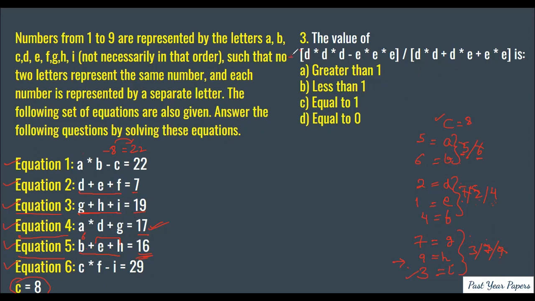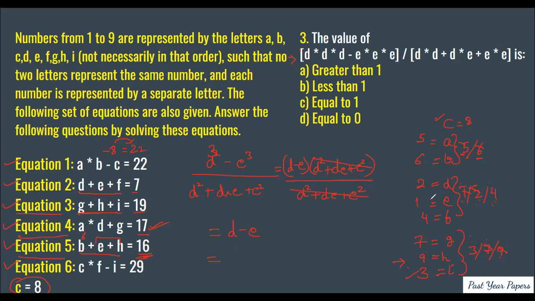If I look at this question carefully, this is nothing but d cube minus e cube upon d square plus d times e plus e square, right? Now, what is the formula for d cube minus e cube? It is d minus e, d square plus de plus e square, upon d square plus de plus e square. Now, this whole thing gets cancelled. What I'm left with? I'm left with d minus e.